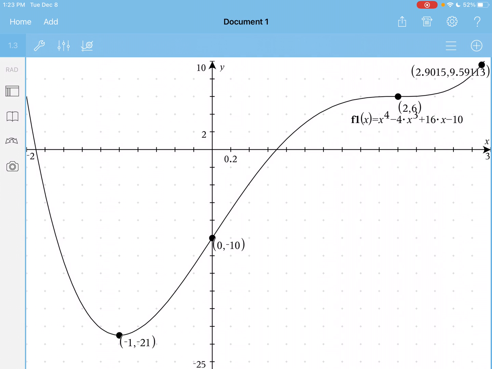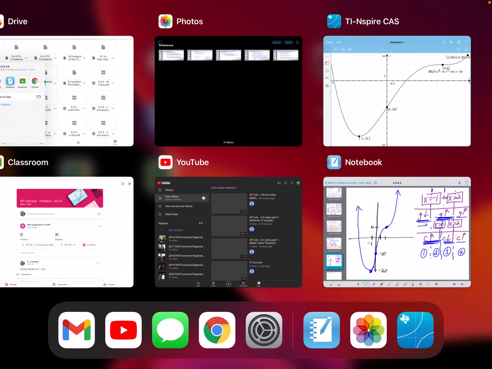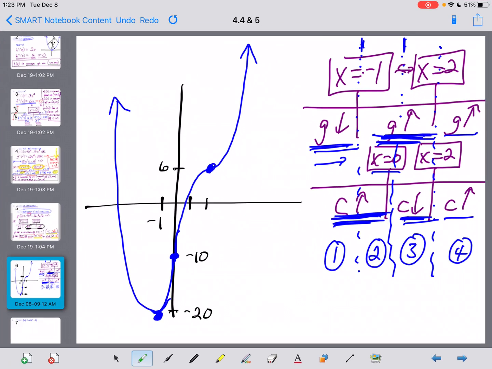So I feel really good about this answer that we came up with and the graph that we were able to produce. It's obviously not as pretty as theirs, okay, but it does what we needed it to do.